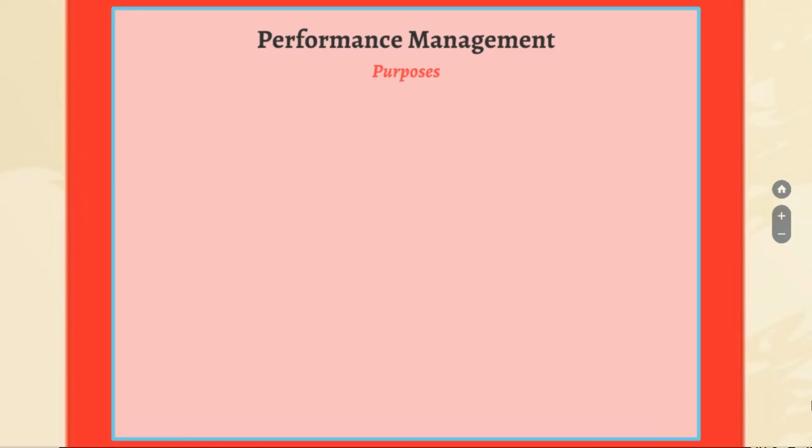So we know that performance management is a process for improving organizational performance. What is the purpose of it? Why do we use it? Well, one, for employee development purposes. The performance management system helps us to assess employees' deficiencies in their performance levels and skills.